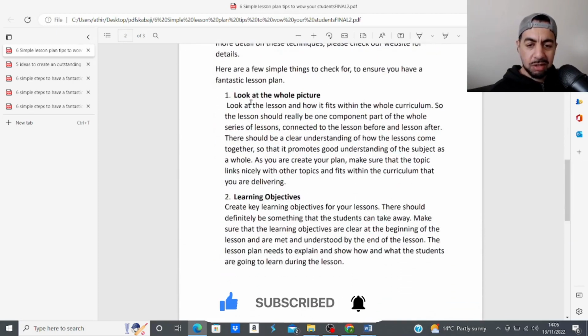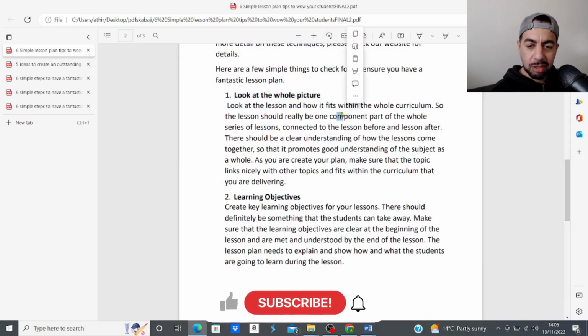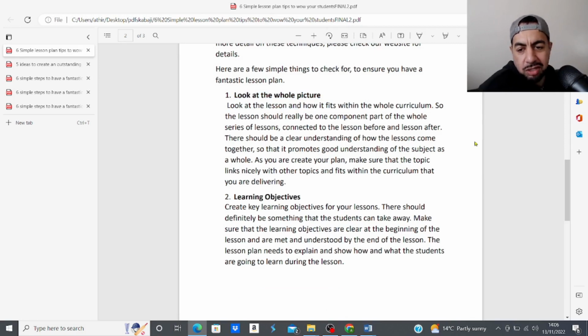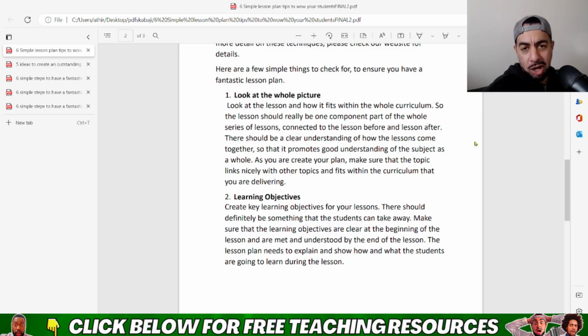Okay, so first things first, look at the whole picture. Now the lesson itself, obviously you have to think about the curriculum, think about how it connects with the other lessons, the previous lesson, the lesson after that. There should be a connection with the whole topic or the series of lessons. So as you do your lesson plan, always think about what happened before and then think about what's going to happen after the lesson. And make sure it's connected, because especially for the students, they want to see that connection.